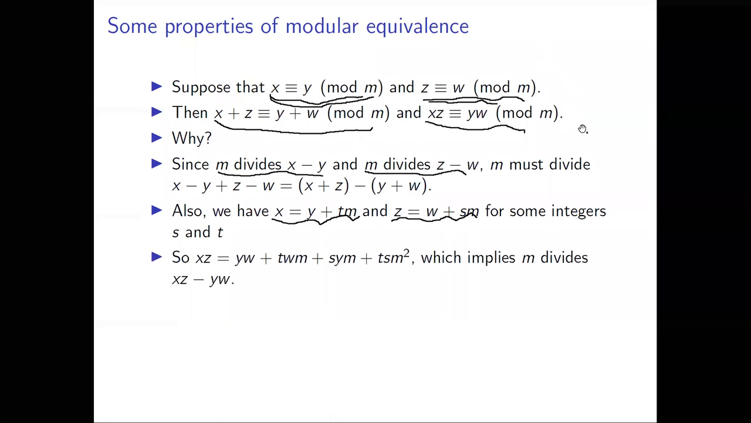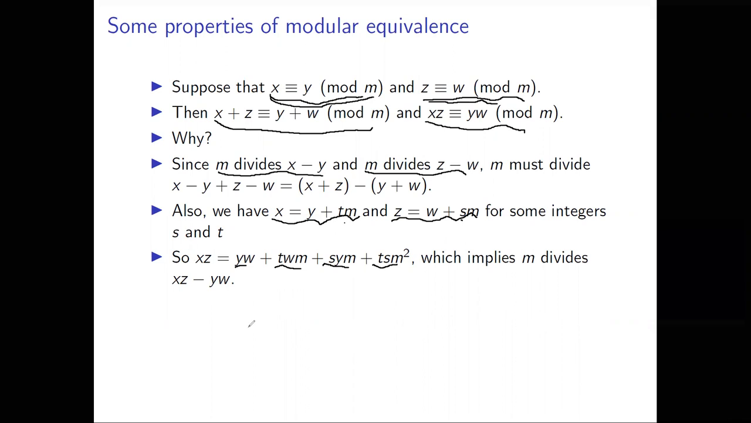How will we do that? Well, we'll just write X times Z and we'll substitute. So we'll multiply Y plus TM times W plus SM. So we get Y times W, we get Y times SM, which gives us right here the SYM. We get W times TM, which gives us the TWM. So we covered these three terms so far. And then the last term is from the TM here and the SM right there. We get TSM squared right here. So we just showed that XZ equals YW plus TWM plus SYM plus TSM squared.